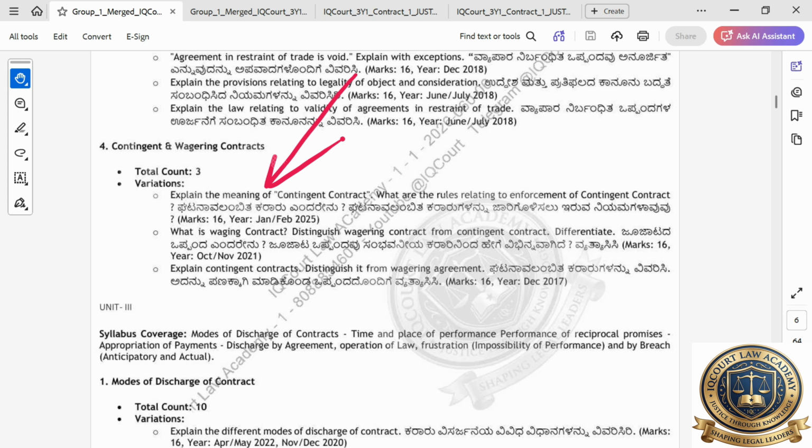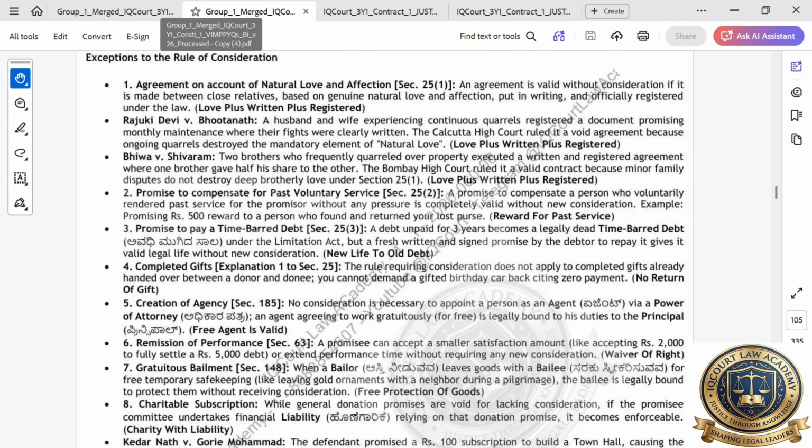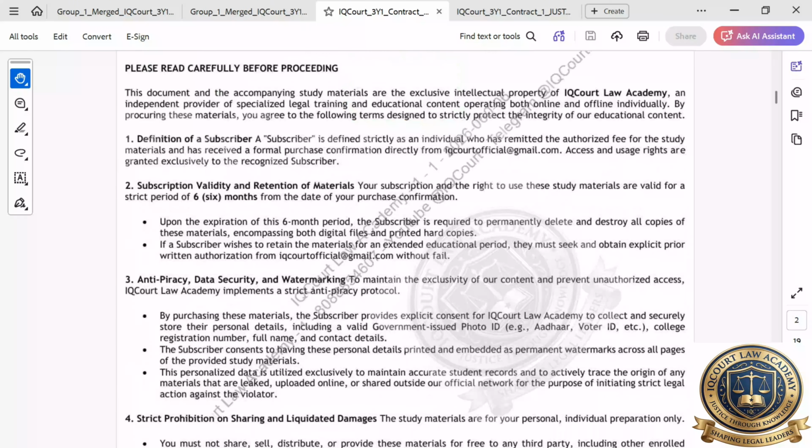ಘಟನಾನ್ವಿತ ಕರಾರು means contingent contract. If something happens, then only that contract will come into force. That is what a contingent contract is. Let us go to answers. Okay, this is Kannada medium notes. Okay, this is Kannada medium.